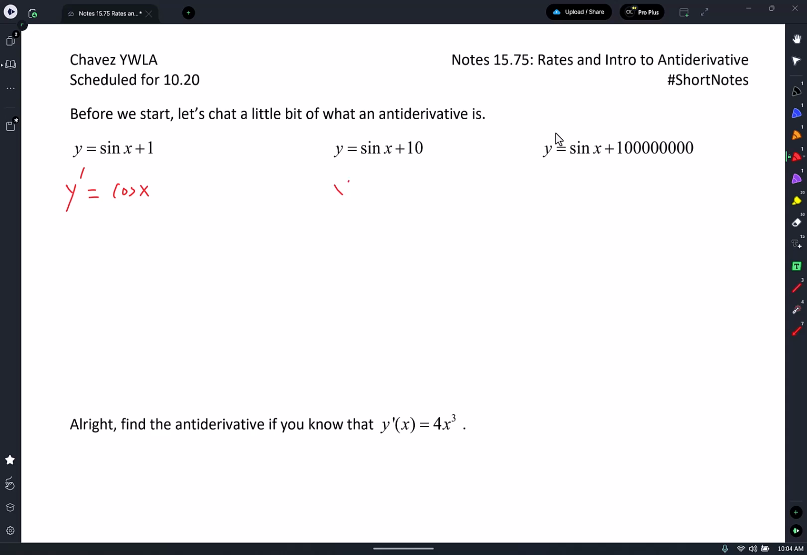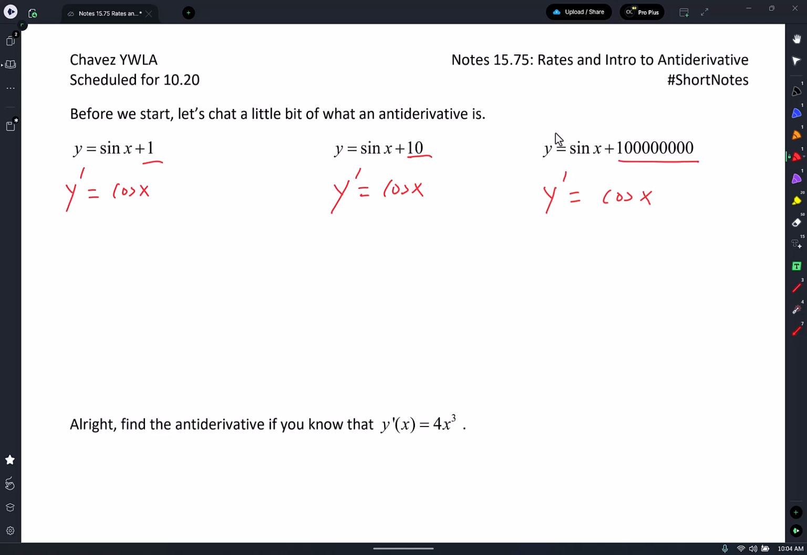Maybe I should have called it a different letter besides y. Maybe I should have called it f and g, but that's fine. Y prime, what's the derivative of sine x plus 10? Cosine x. And then I have sine x plus, I didn't count how many zeros on that. When I take the derivative of this, what do I get? Cosine x.